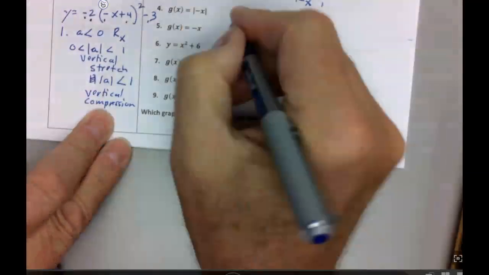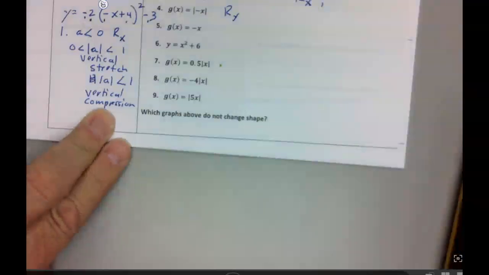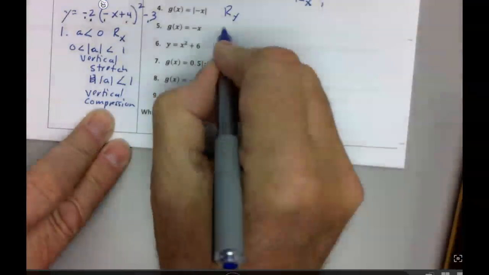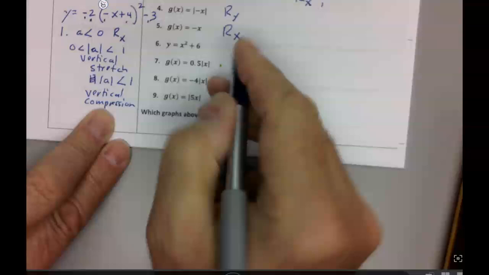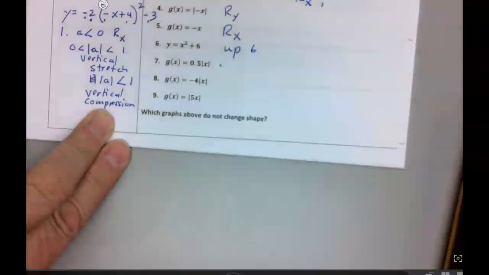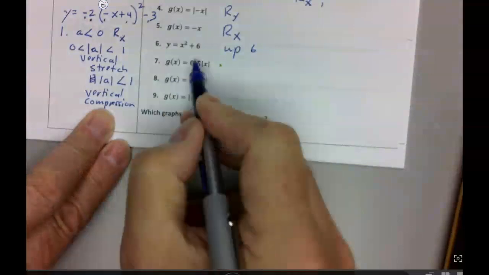Okay, does everybody agree with this one here? I'm going to reflect across the Y-axis. That's it. Yes or no? This one here, I'm going to reflect across the X. This one here, I'm going to go up 6. This one here, okay, a little different.